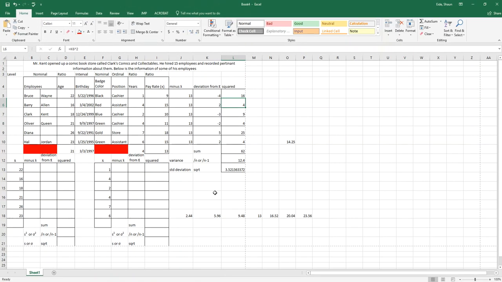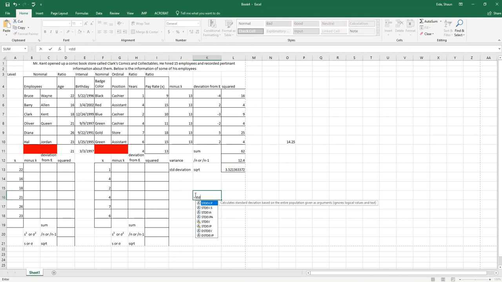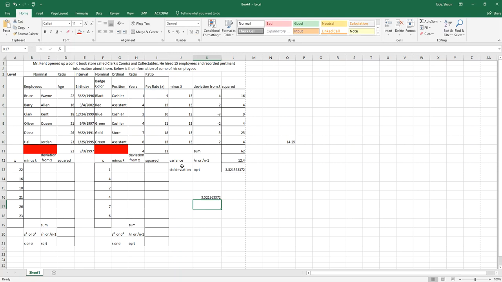Now in the future, it's a lot easier. I'm going to show you how to check your answers. You put equals STDEV, and if it's the population, you do .P, or if it's the sample, you do .S. In this case, it's a sample, and we're going to select the pay rate. And you'll notice the standard deviation is the same.